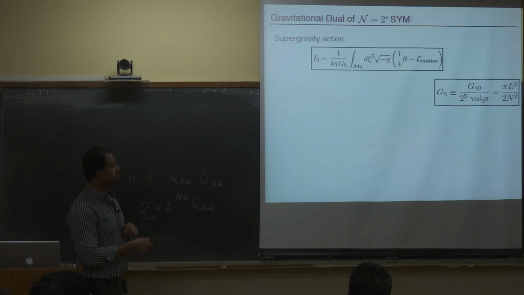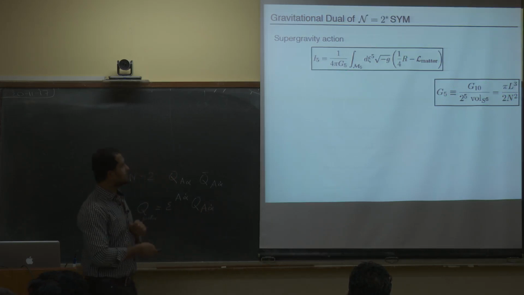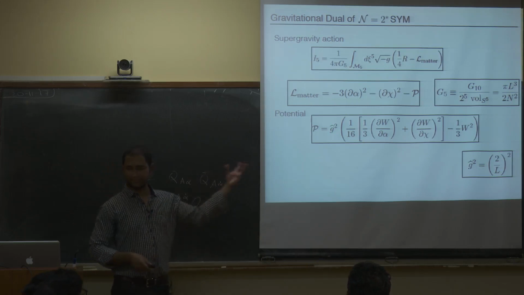The supergravity action has this particular form. Here G5 is the Newton's constant, L is the radius of the five-sphere, and R is the Ricci scalar. Then there is a matter Lagrangian, which is given by this. Again, these two scalars, alpha and chi, appear. Then the potential is given by this. G hat, the supergravity coupling, is given by this. These are all the things happening on the other side.